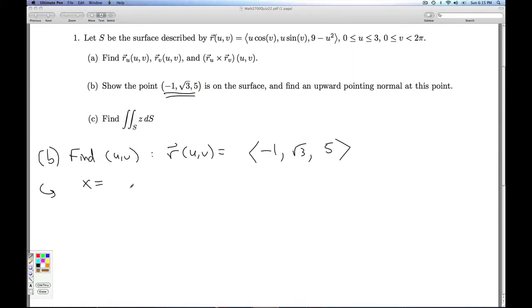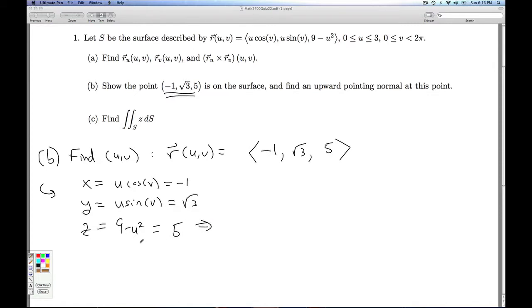The x coordinate is u cosine v. That has to work out to be negative 1. The y coordinate is u sine v. That has to work out to be radical 3. The z component is 9 minus u squared. And that has to work out to be 5.